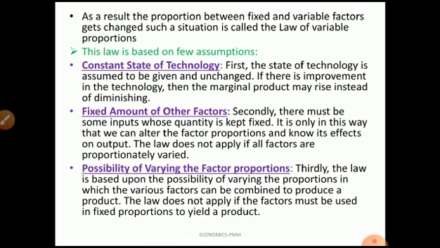And the third assumption is the possibility of varying the factor proportion. The law is based upon the possibility of varying the proportions in which the various factors can be combined to produce a product. If not, the law does not apply if the factors must be used in a fixed proportion to yield a product. So with these three assumptions, we can understand the law of variable proportion.